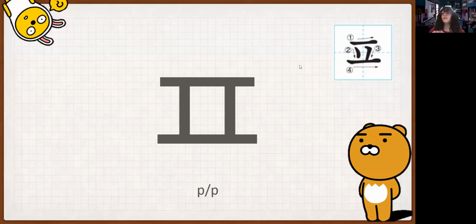I have a question. When we're writing this one, should we connect the columns? Yeah, you should connect it. All right, so this makes the P sound. P. So piup.